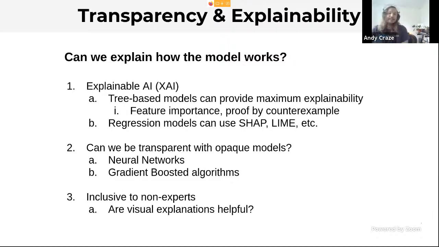And lastly, how do we make our explanations inclusive to non-experts? This is kind of a hot topic, especially around what types of explanations are helpful to people who aren't data scientists or machine learning engineers. A question that comes up in a lot of the literature is, are visual explanations helpful? I think they're helpful for data scientists, but I'm not sure they're helpful for people who do not have a background in this space. So that's something we're thinking a lot about. Like I said, there are some great tools that work well with the containerized workflow for explainability. I think it's just a matter of integrating them with our current workflow.